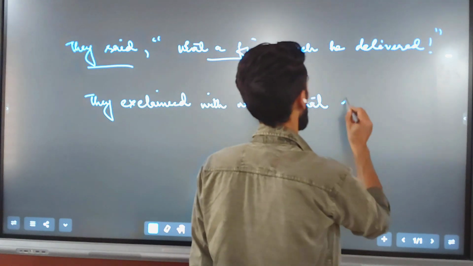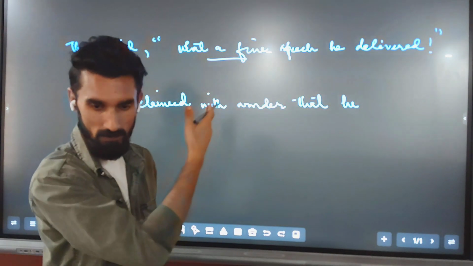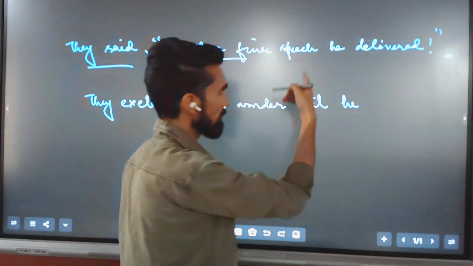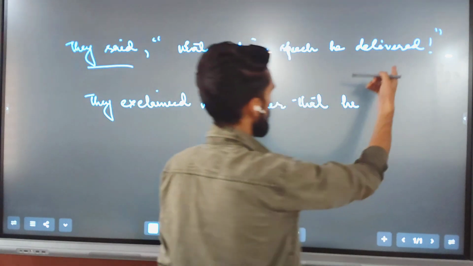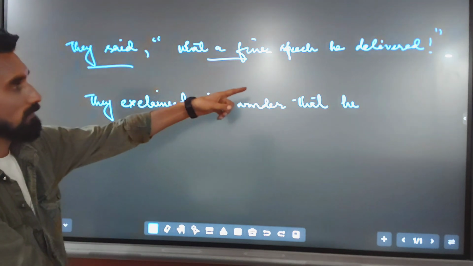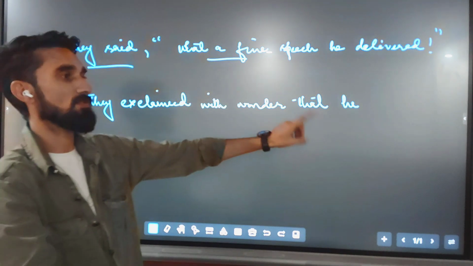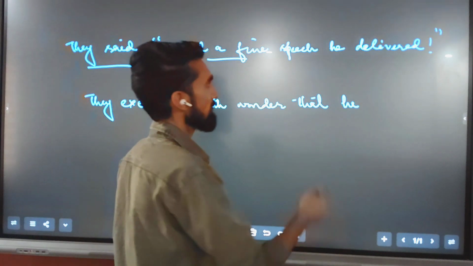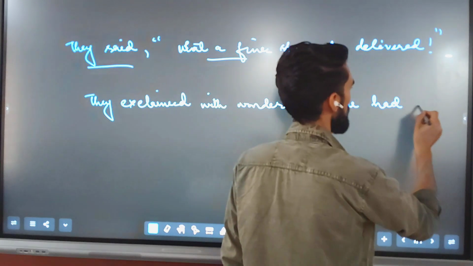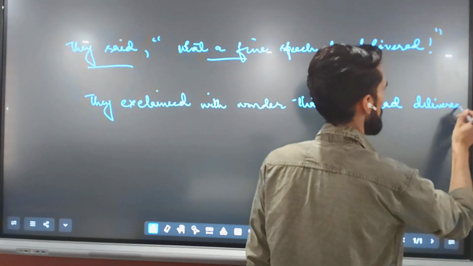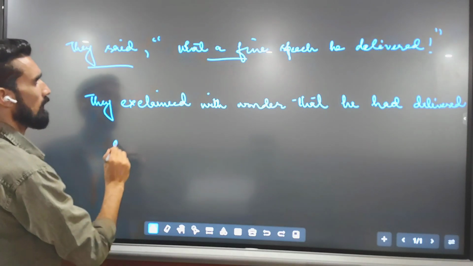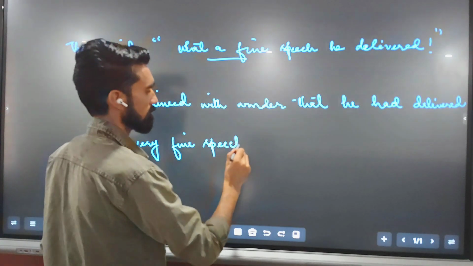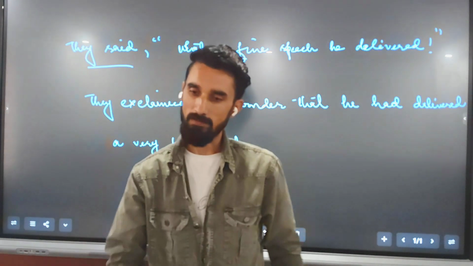Then he, third person pronoun also already has been mentioned here, so you don't need to change it. Third person pronoun doesn't change, it remains same as it is here. That he, so what is the tense form of this statement? It is past indefinite, so it will get changed into the past perfect. They exclaimed with wonder that he had delivered a very fine speech.